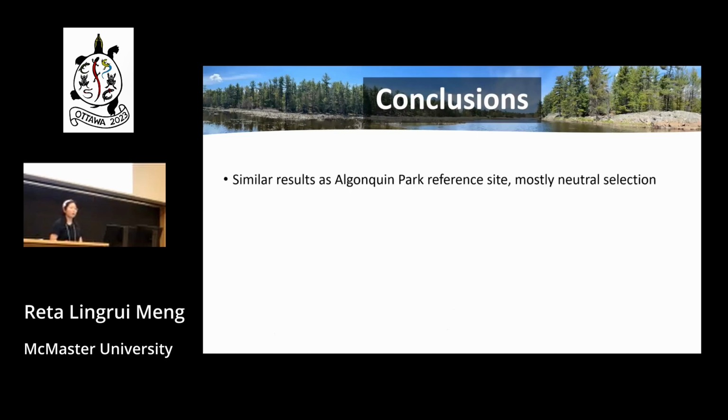And overall, we found really similar results to the Algonquin Park reference site, with mostly neutral selection. They also found the exact same thing: just a slight non-neutral selection for forests at the second order scale.